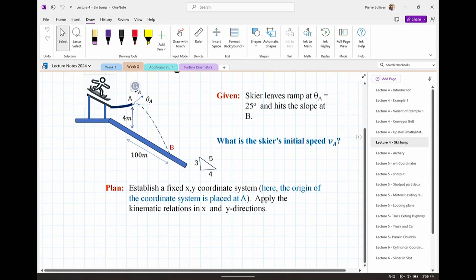So this is very similar to the Jaguar problem. I've got a skier who's jumping from a ramp. The tricky bit here is that the ramp is separated vertically from this hill by 4 meters. So the skier is jumping up at a height of 4 meters above the ramp, jumps down the ramp, and leaves the ramp at 25 degrees, hits the slope at B. What is the skier's initial speed, V sub A? You've got the coordinate system. Oh boy, it's going to be one of those days.